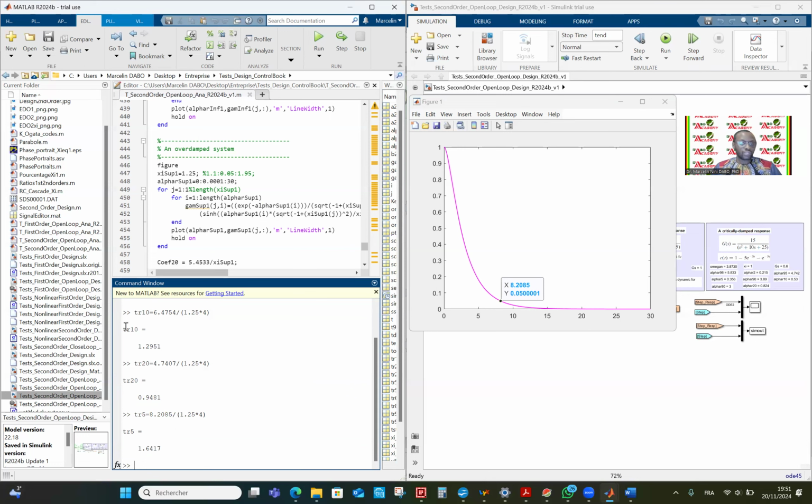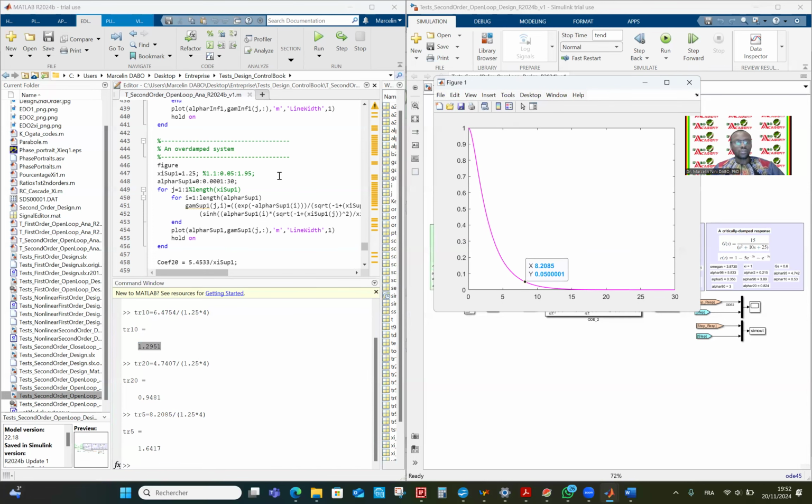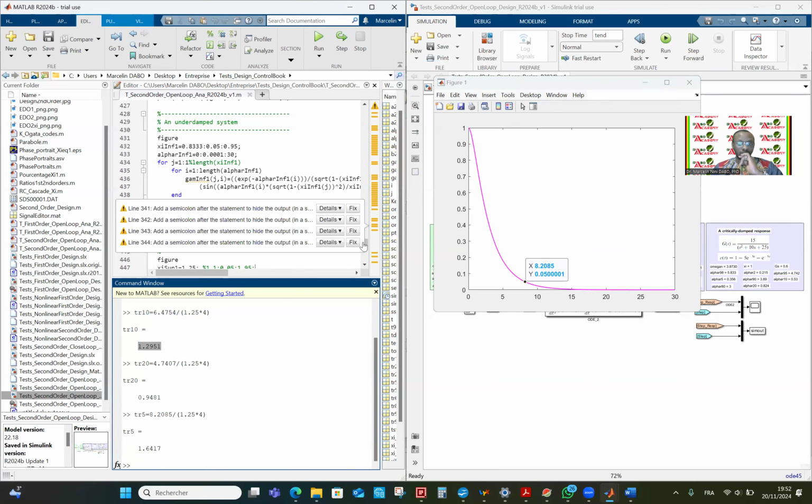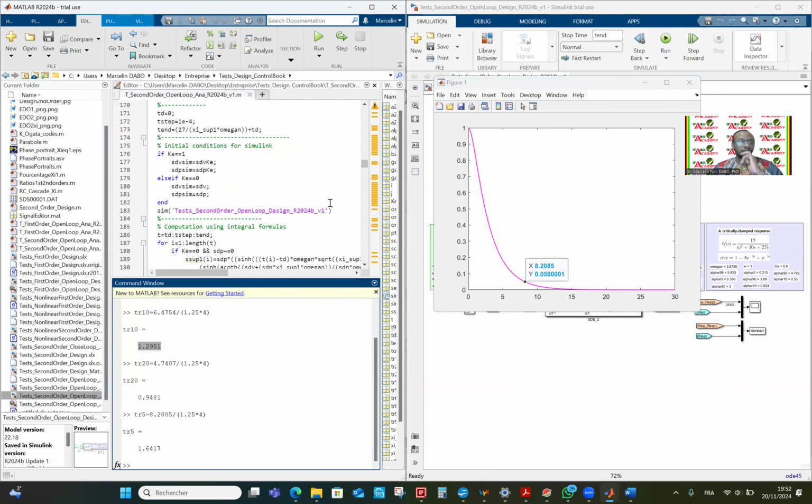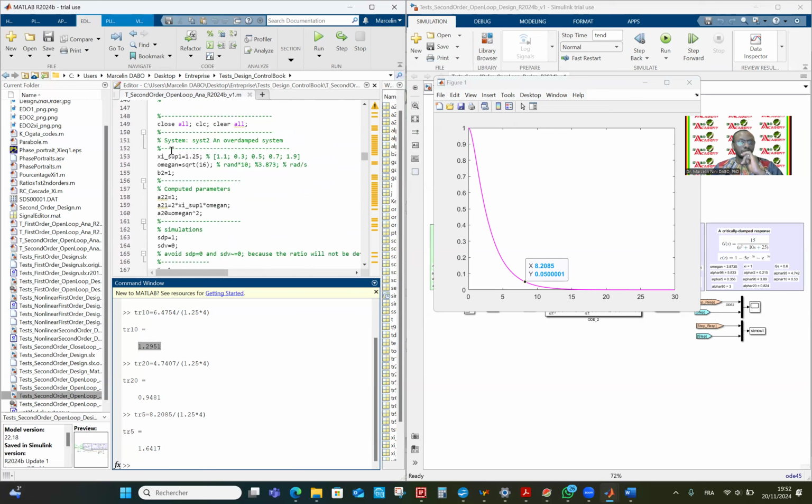Okay, so we computed it at 10%, we computed at 20%, and then at 5%. These are the values that we are supposed to have for our system. We don't yet simulate. So let's go now and check and simulate. I said line 153. What about 153? It is here.